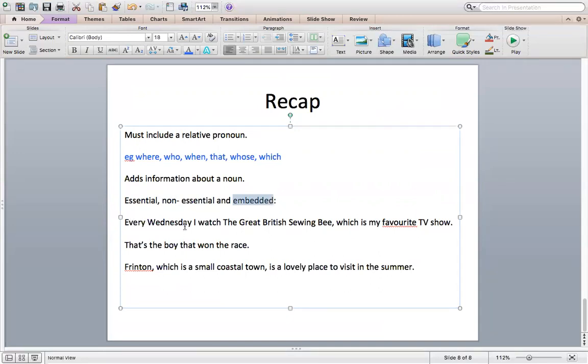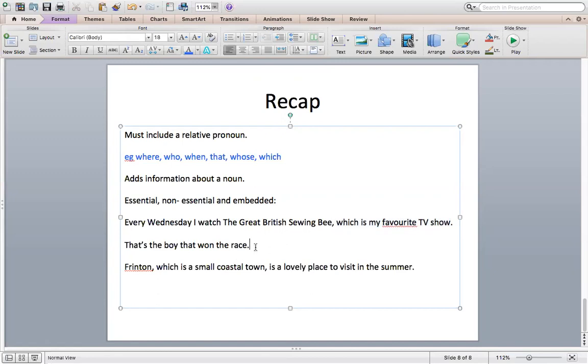So every Wednesday, I watch The Great British Sewing Bee, which is my favourite TV show. Is this essential, non-essential, or embedded? Every Wednesday, I watch The Great British Sewing Bee. That makes sense on its own. So which is my favourite TV show is a non-essential relative clause. We separate it with a comma.